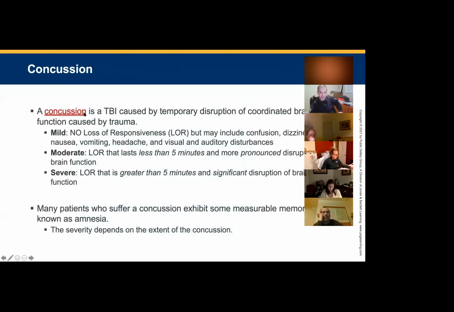A concussion is a type of TBI, which is caused by a temporary disruption of coordinated brain function caused by trauma. We break concussions into mild, moderate, and severe. When we talk about a mild concussion, that's no loss of consciousness, but the individual may appear confused, dizzy, and may have nausea, vomiting, headache, and visual and auditory disturbances after a traumatic injury.